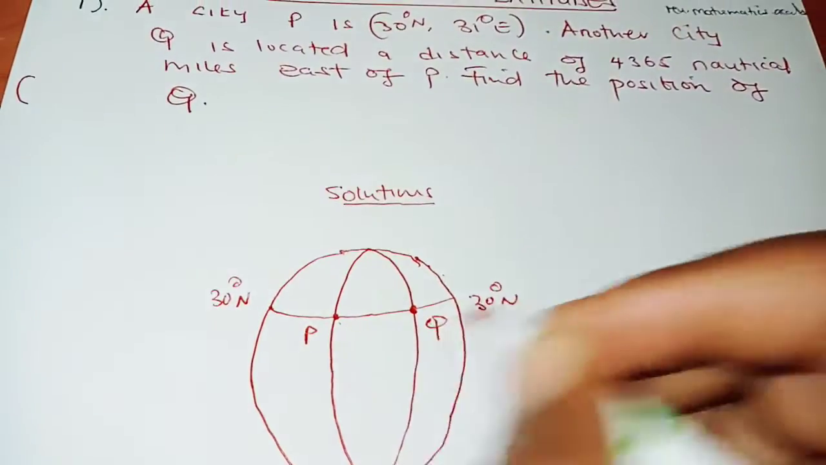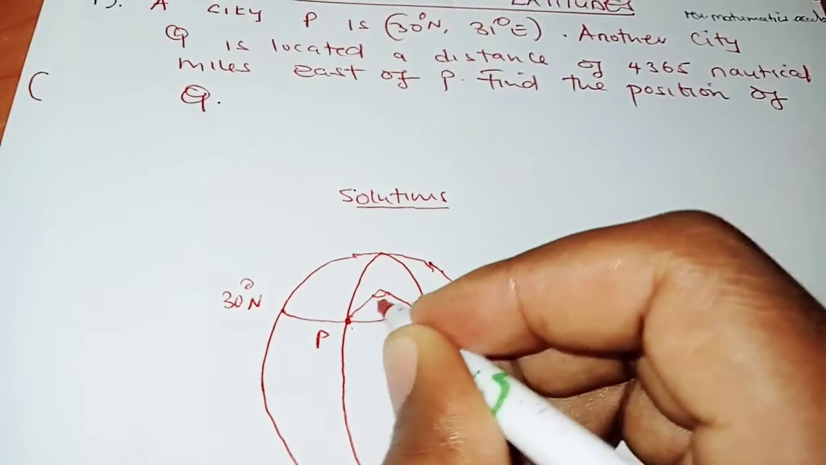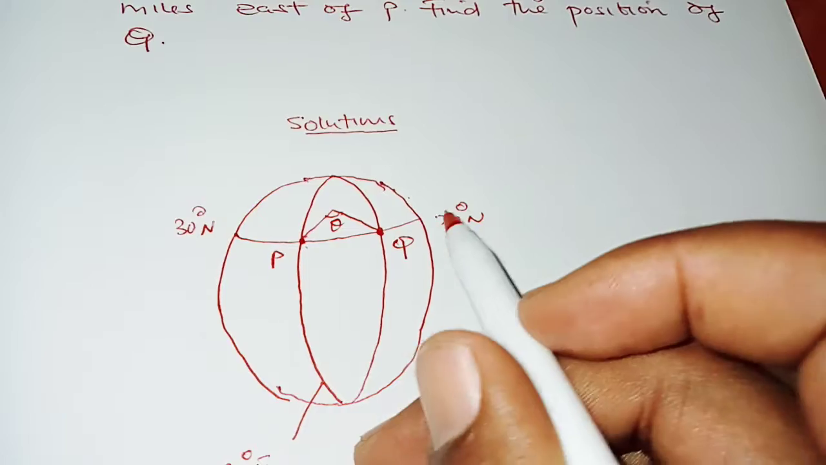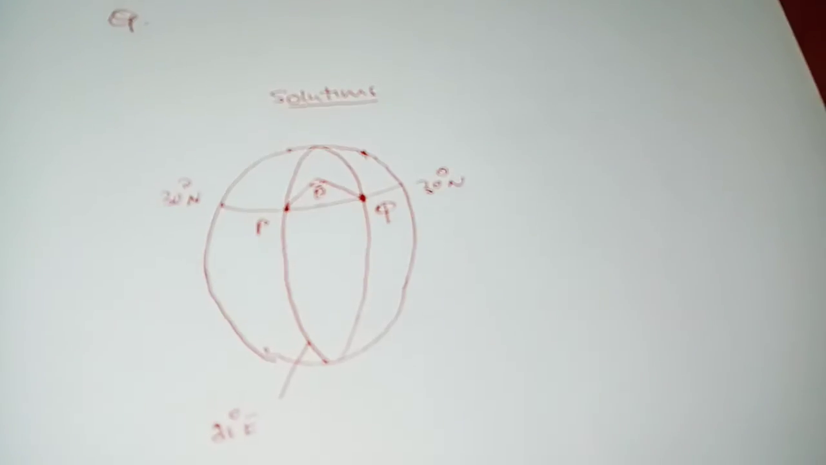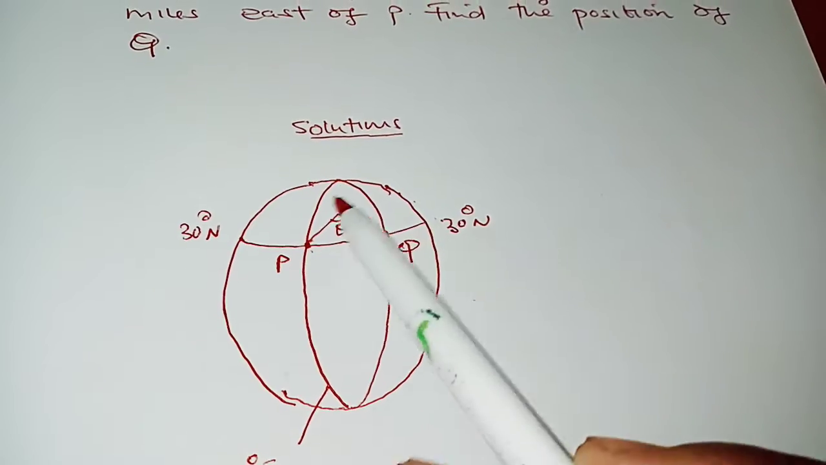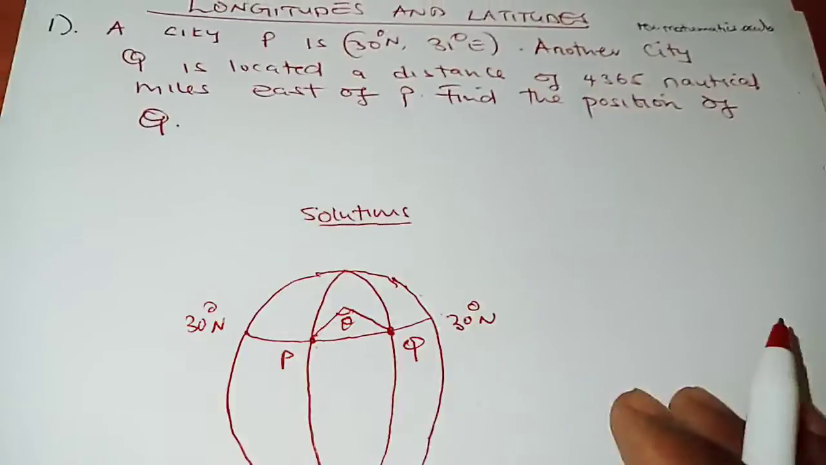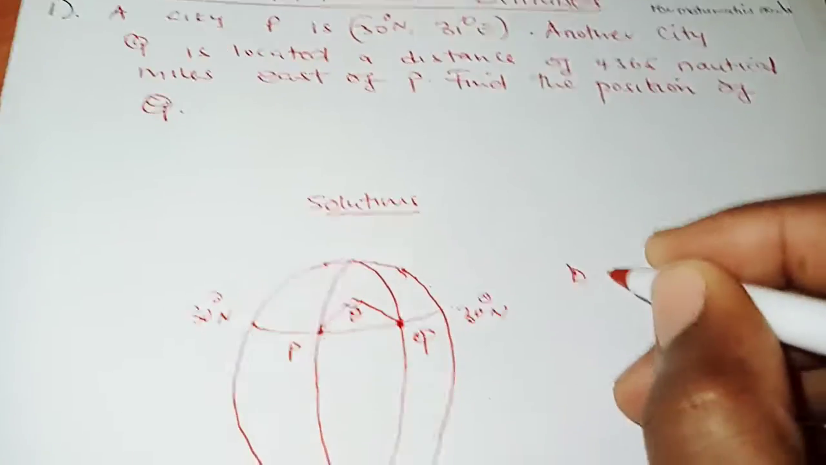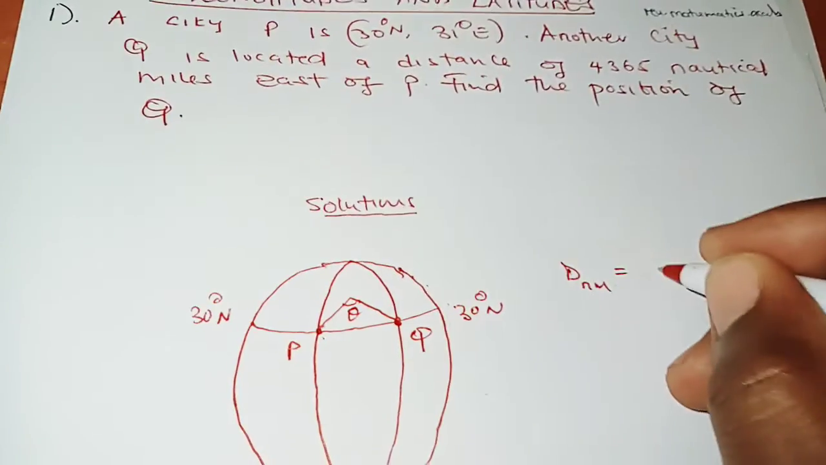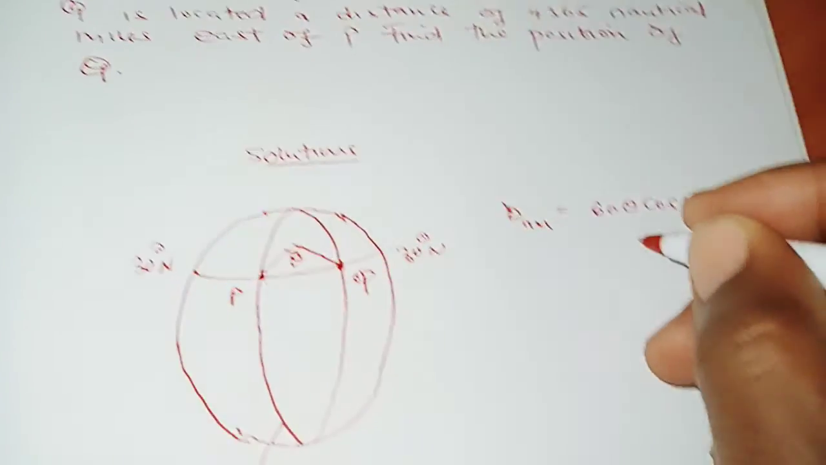So this is Q. And so we know that these two towns are lying on a small circle, since this one is not the equator. We know that small circles include any other circle except the equator and the longitudes. So this is one of the small circles. And we know very well that for distances in nautical miles along the small circle, the distance is 60 theta cosine of alpha.